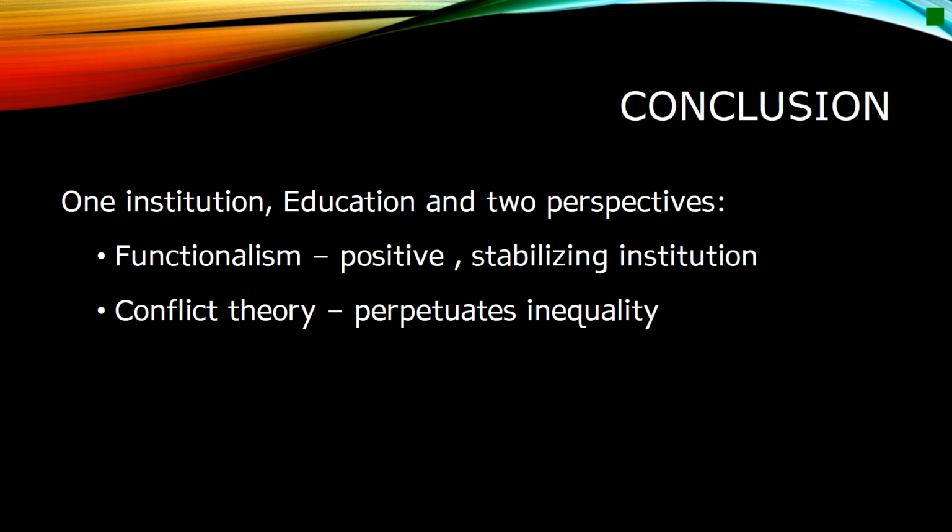One institution, education, and two very different perspectives. To a functionalist, education is a positive influence on society, preparing our students for adulthood both academically and socially. To a conflict theorist, education represents a negative force in our society that not only creates inequality, but serves to perpetuate inequality generation after generation.